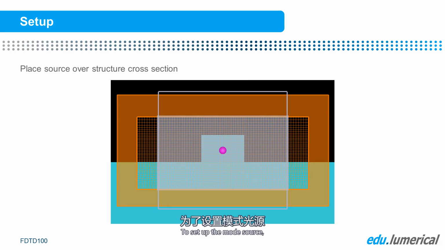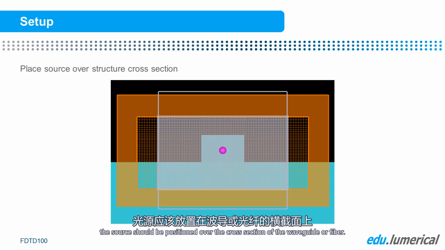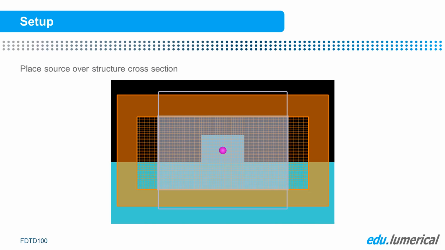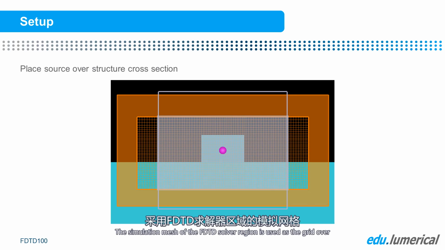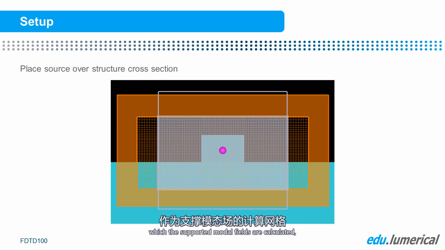To set up the mode source, the source should be positioned over the cross-section of the waveguide or fiber. The simulation mesh of the FDTD solver region is used as the grid over which the supported modal fields are calculated. So to increase the spatial resolution of the calculated mode profile, the simulation mesh can be made finer.